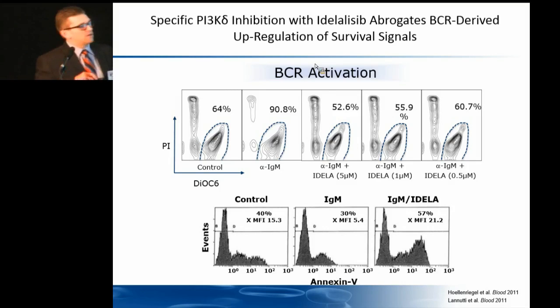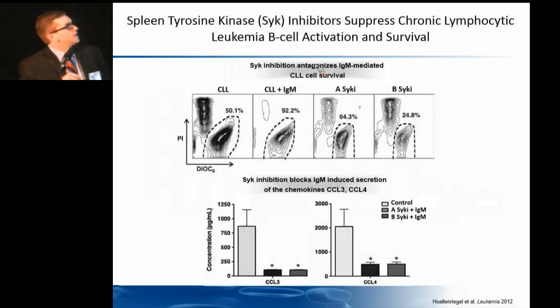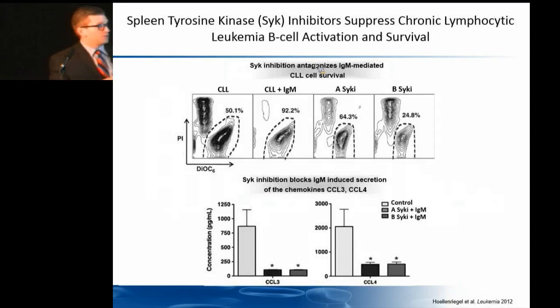In addition, although with these agents you don't see robust apoptosis, you could see a pro-survival effect when cross-linking, which can then also be overcome with treatment with a delta inhibitor, and this is looking at Annexin-5 staining. Similarly, as I mentioned, it's not just a pro-survival or proliferative effect. We also see the inhibition of chemokine secretion such as CCL3 and CCL4, which are important in the disease. Once again, a class effect.